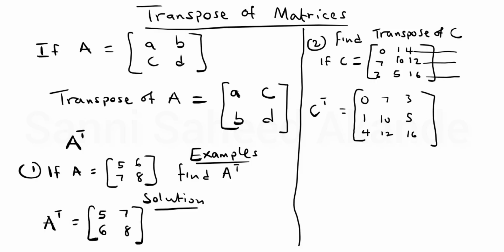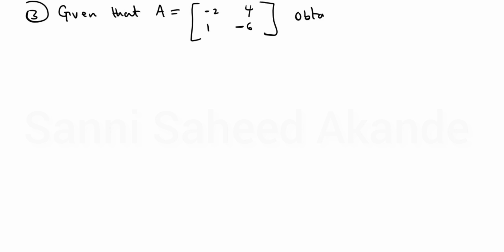Well, let me give you one more question under this transpose, and that will be number 3. The question says, given that A is equal to minus 2, 4, 1 and minus 6, obtain A plus A transpose, then you find the transpose of everything. Solution.